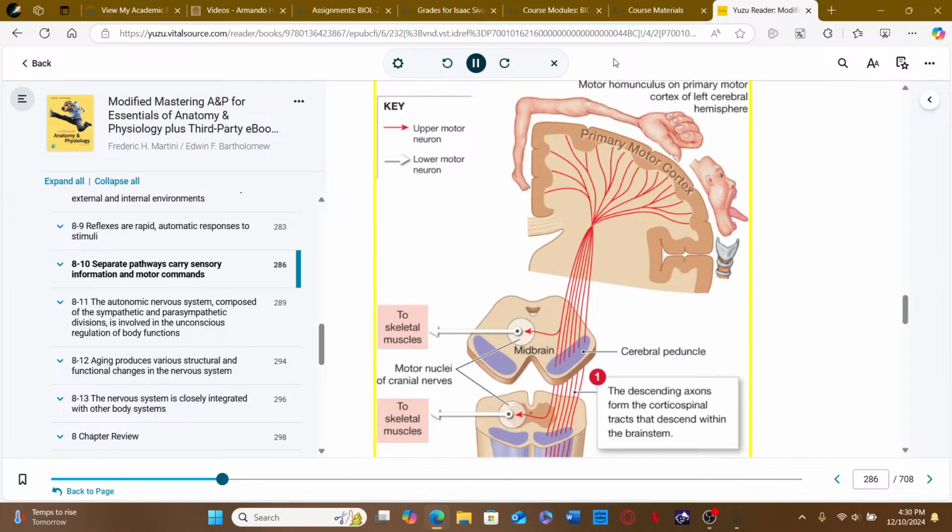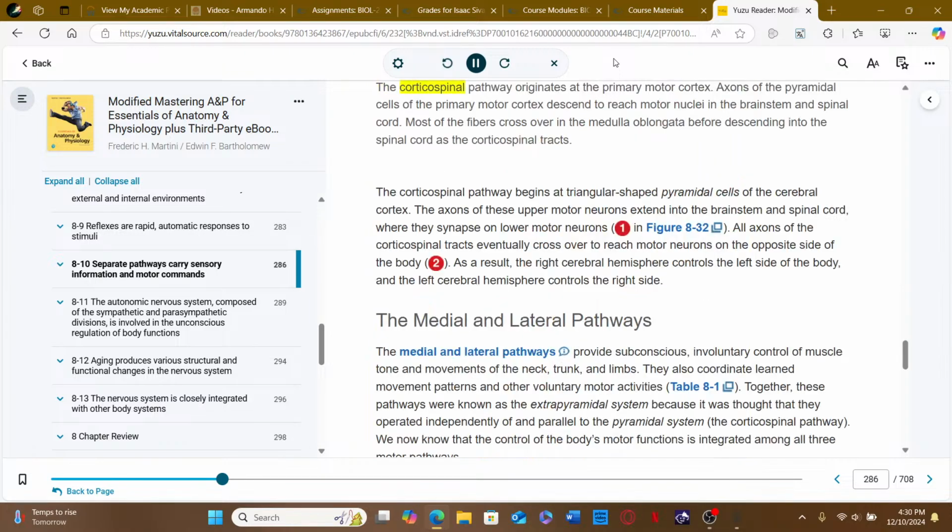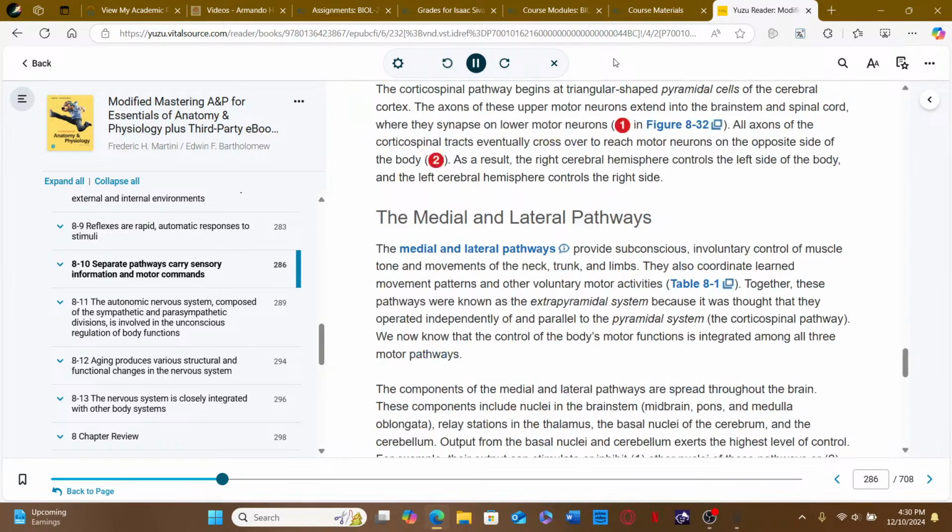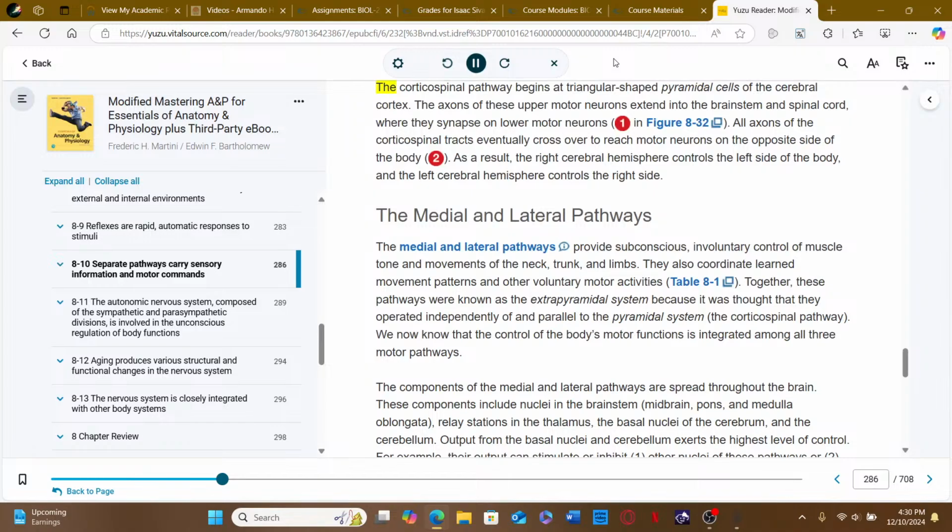The process of voluntary control of skeletal muscles in the corticospinal pathway. The corticospinal pathway originates at the primary motor cortex. Axons of the pyramidal cells of the primary motor cortex descend to reach motor nuclei in the brainstem and spinal cord. Most of the fibers cross over in the medulla oblongata before descending into the spinal cord as the corticospinal tracts.